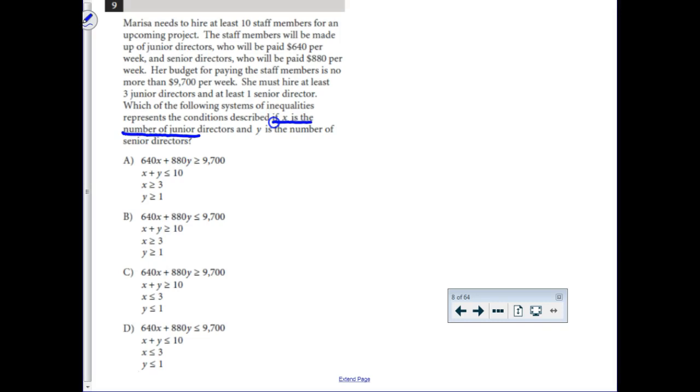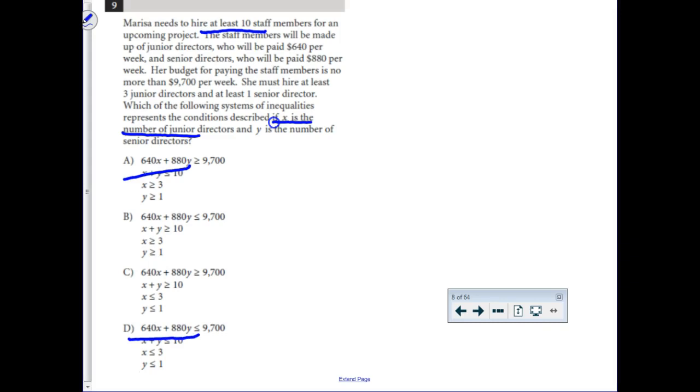So Marissa needs to hire at least 10 staff members for an upcoming project. So she has to hire a combination of x plus y that has to be at least 10. Now be careful, guys. x plus y: is it less than or equal to 10 or greater than or equal to 10 if they're saying you need at least 10? It's greater than or equal to 10. I know, because they use the word least, I get why people are confused by that. But at least means 10 or greater. Like, why don't they just say that? Because they're trying to trick you. That's why. So that one's gone. And that one's gone.